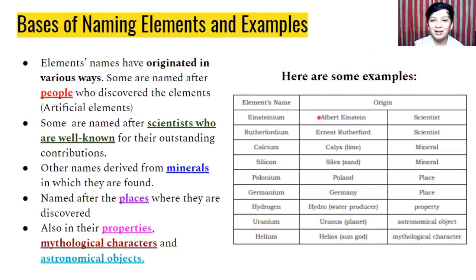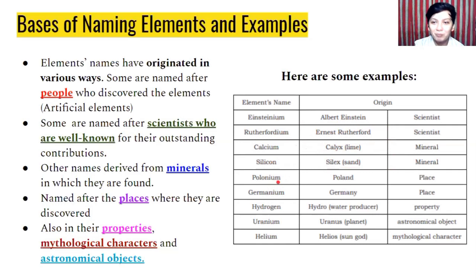So we have here the name of the element and then the origin. We have Einsteinium, named after Albert Einstein, a well-known scientist. Rutherfordium, named after Ernest Rutherford, who is also a well-known scientist. Calcium, whose origin is calyx, limestone, so it came from minerals. And then silicon, from silex, which is sand, also a form of mineral.